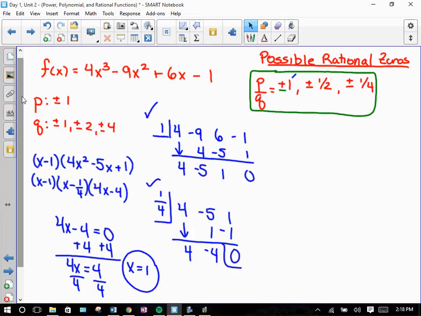Now, here's the thing. You guys are seeing the answer key. It says like 1, comma, mult, period 2. Right? Mult stands for multiplicity.